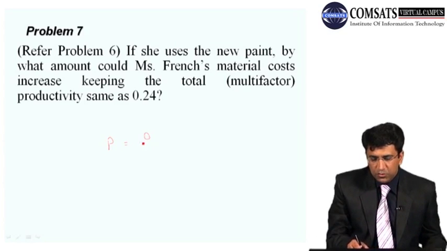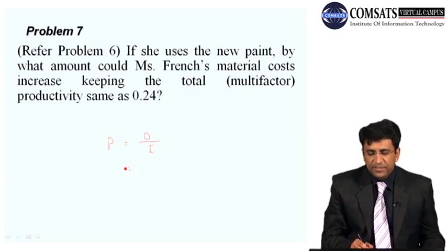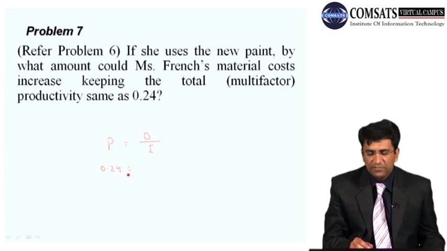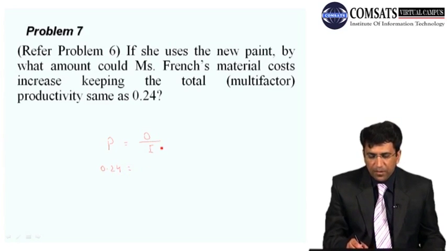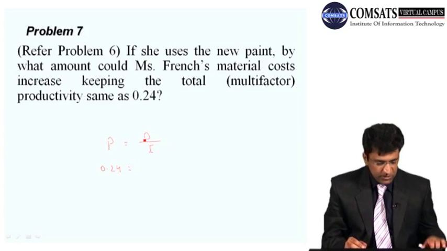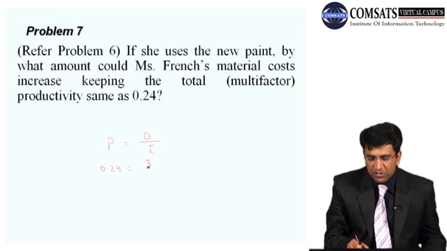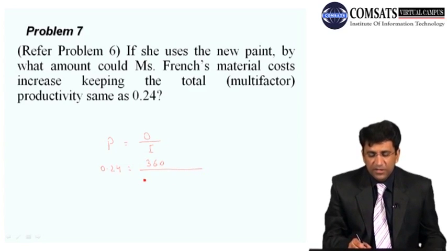Productivity is equal to output over input. Now it is said in this example that productivity should remain the same. So we can put this 0.24 here on the left hand side of this equation. Now what is the output? You can see from the previous example that our output for the new paint is 360. So this 360 will be here. Our labor cost is again the same, which was 12 multiplied by 10.